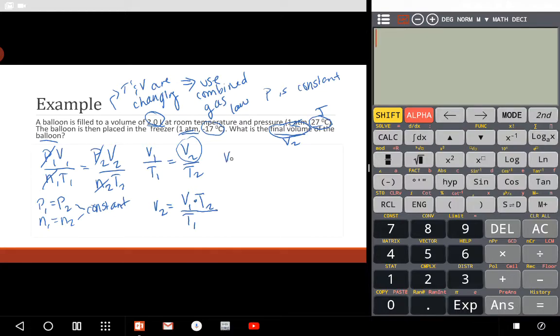So now V2 is going to be equal to my initial volume, which is V1 over here. That's 2.0 liters. My final temperature is negative 17 degrees Celsius. And so I need to convert that into Kelvin. Temperature always needs to be in Kelvin for gases.